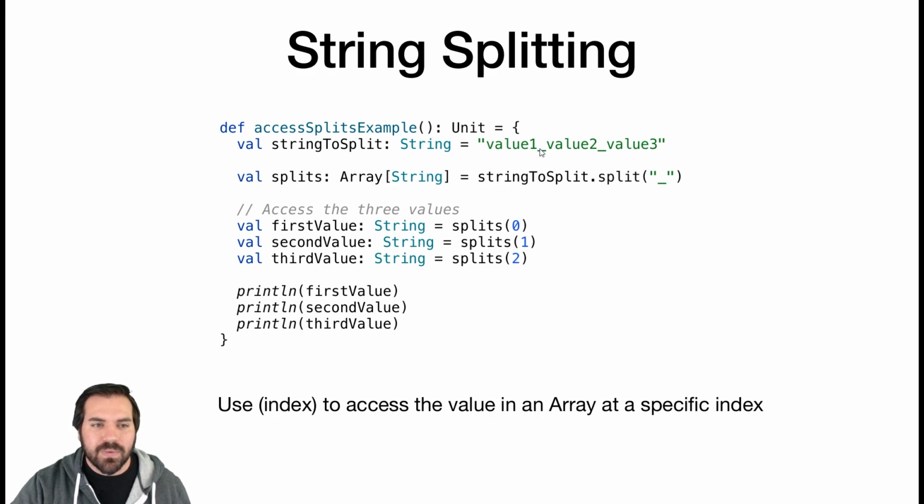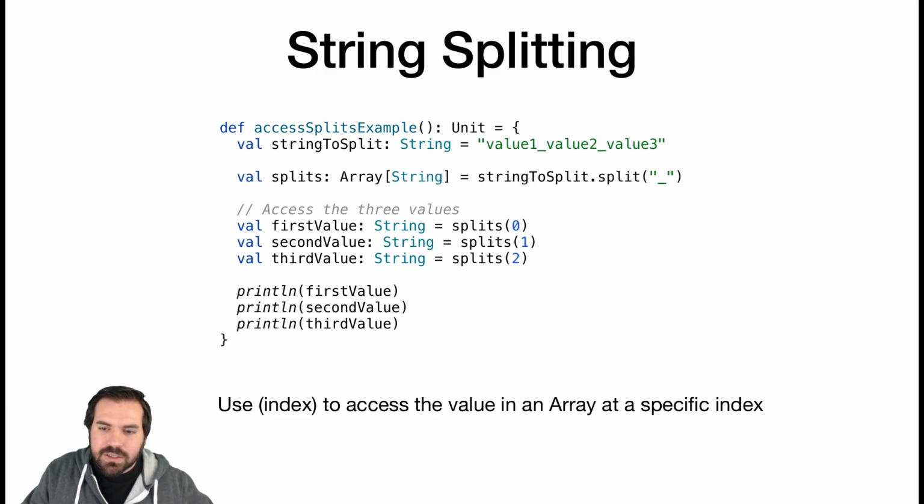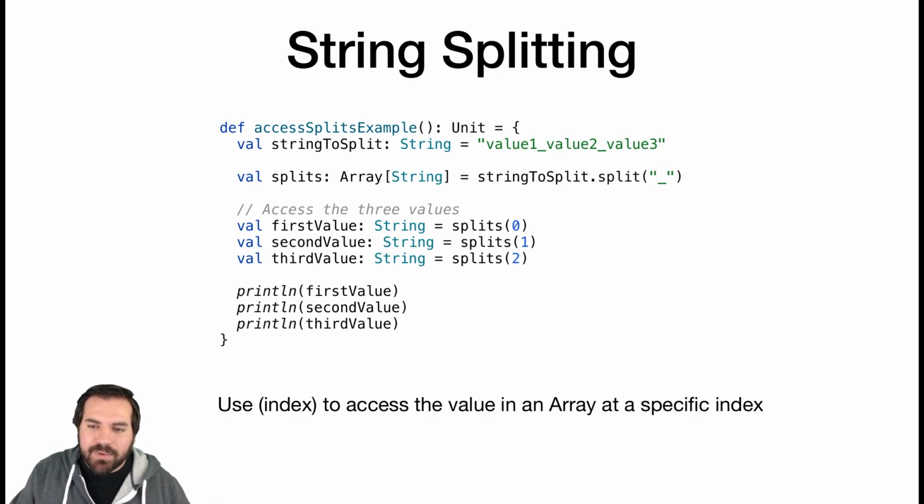So if I want value 1, I'm going to get the value at index 0 using splits, the array of 0, the array of 1, get the value at index 1, which is going to be this after the split. At index 2 is going to be value 3 after the split. This will print out value 1, value 2, value 3. So that's going to be important for your lecture objective, so you can get the name of the country and the country code separately in two different variables.